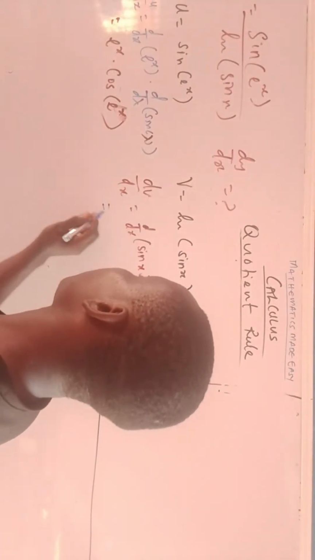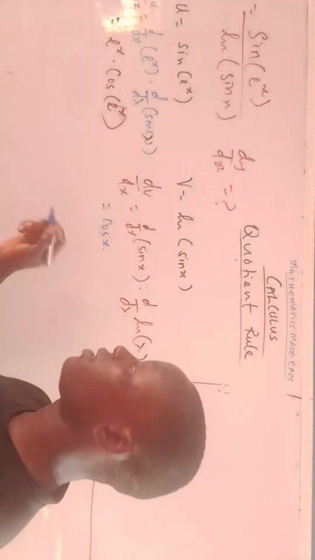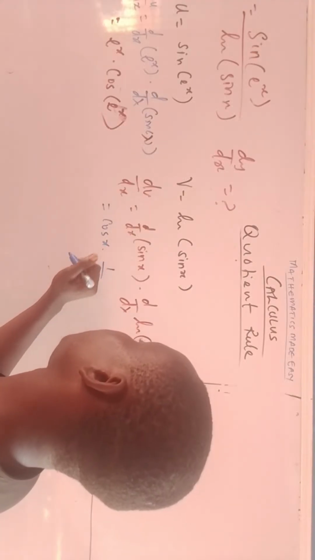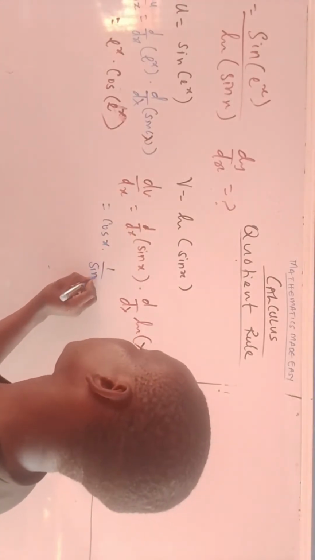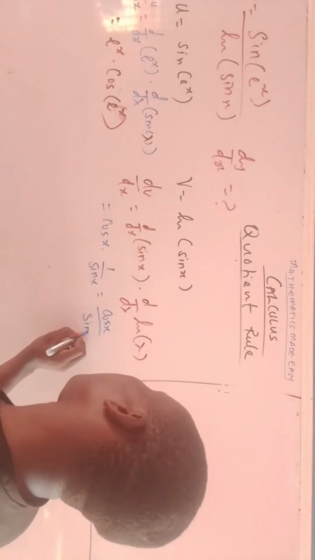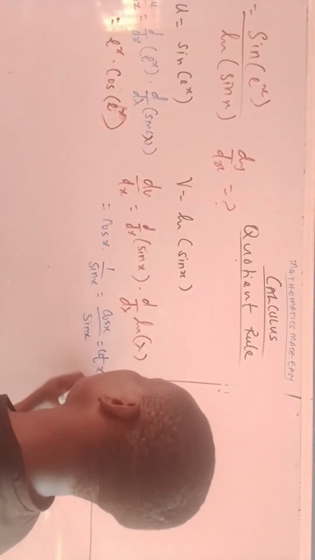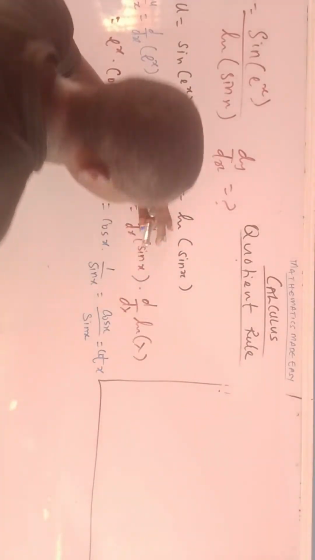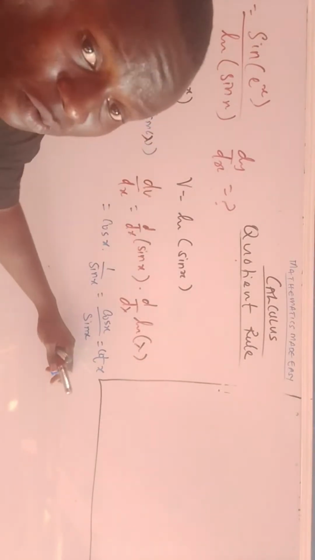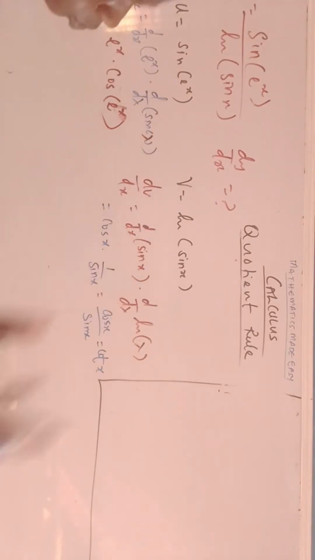So d/dx of sine x will give us cos x. Then d/d lambda of natural log of lambda is 1 over lambda, where your lambda is sine x. So we have 1 over sine x, which is equal to cos x over sine x. And remember, cos x over sine x is cot x. So definitely that shows that if we differentiate natural log of sine x, that's going to give you cot x. That's beautiful. So we can now base on our quotient rule.